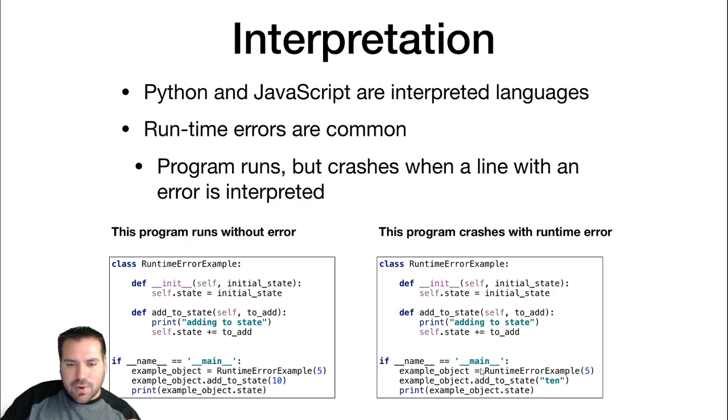The code is executed one line at a time. Print "adding to state". The program runs, gets to that print statement, prints it to the screen. We can see "adding to state" printed to the screen. The program ran up until that point. And then when we get to self.state plus equals the add, we're going to get a type error. Python's going to say, yo, you gave me an int and a string and asked me to add them together. I don't know what's going on. And the program just crashes and won't execute anymore. So that's a runtime error. The program was running, and then at runtime, it crashed.